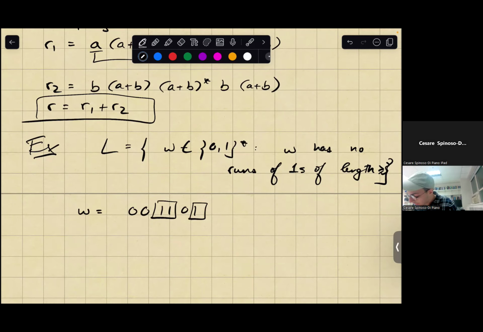So in other words, this would be okay. This would be in L, but something like this would not. This would not be in L. This is not okay.